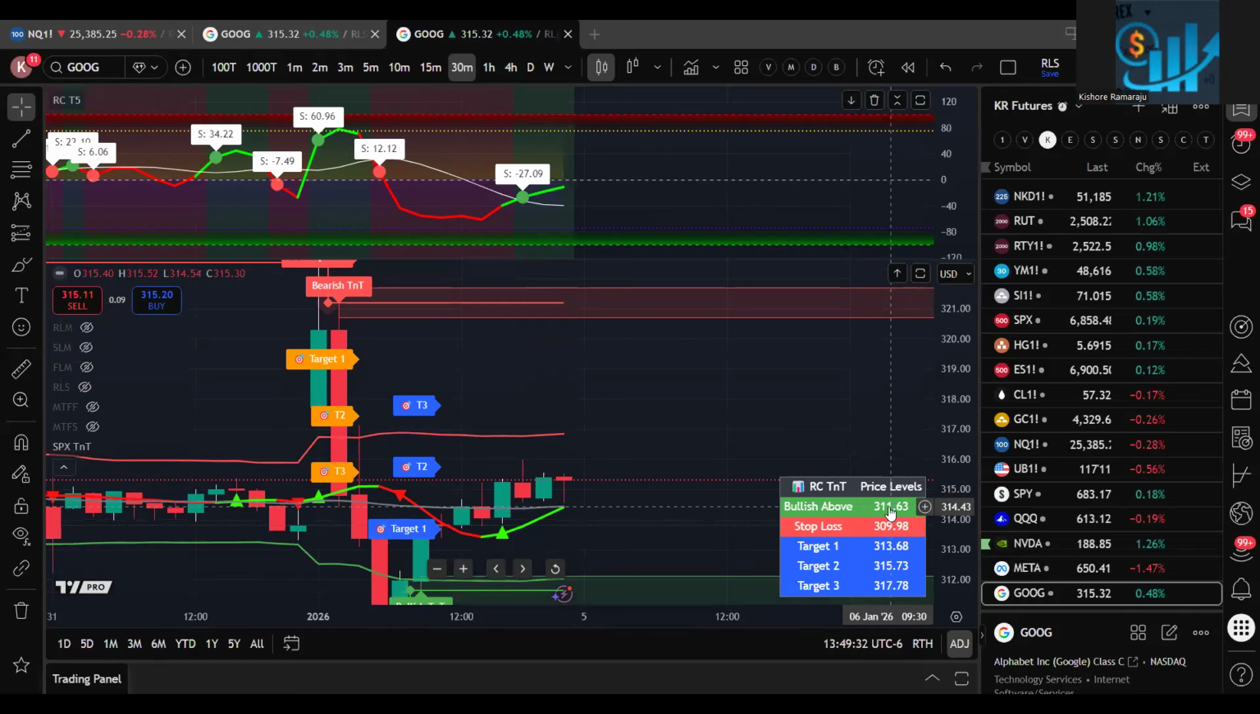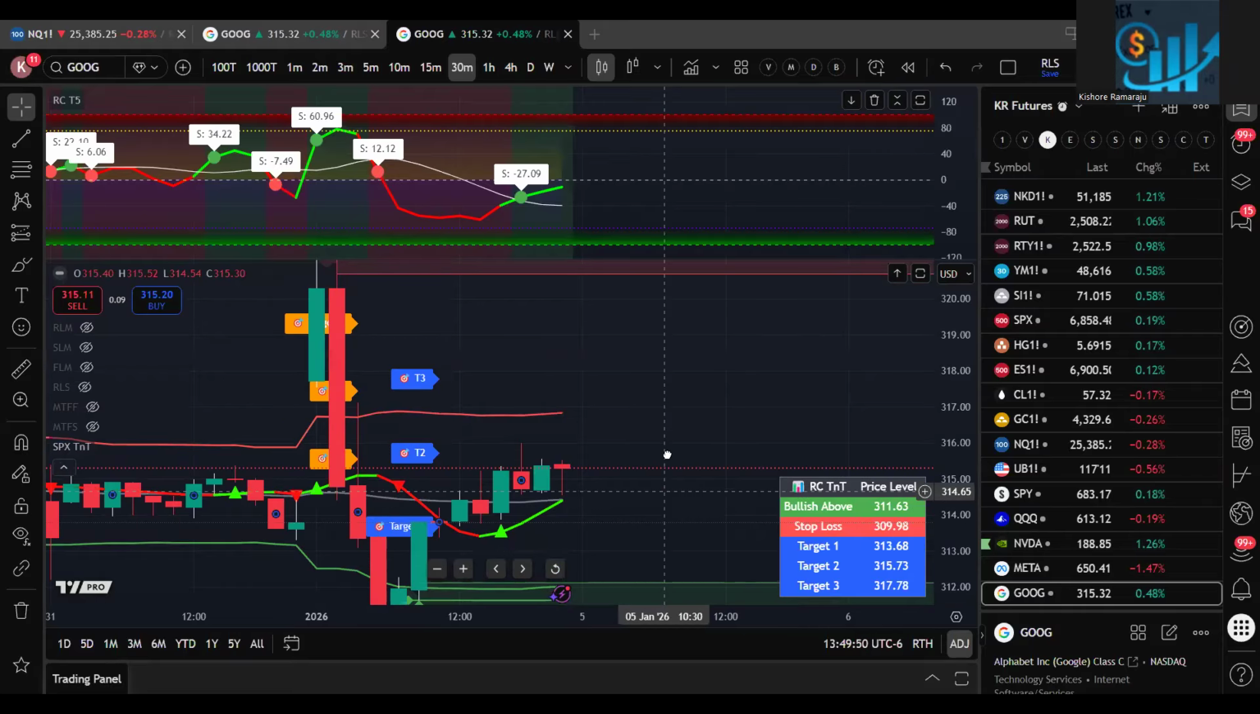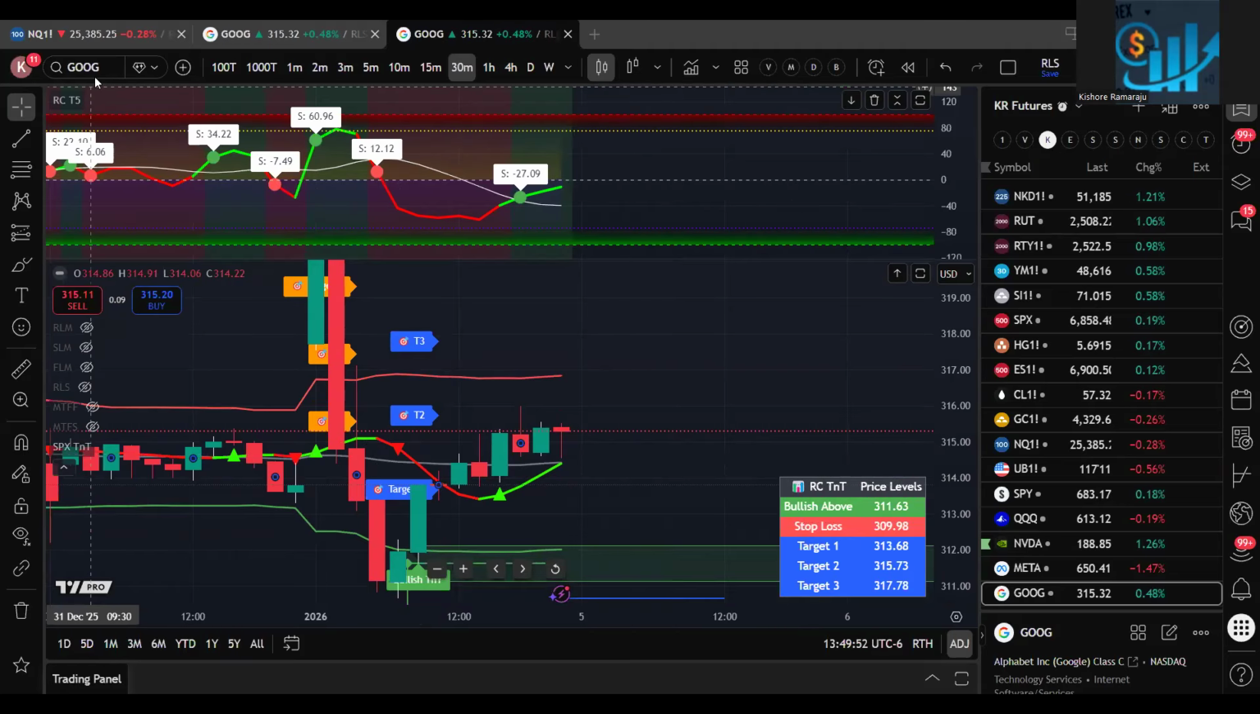So now you know where to put your stop loss and where you can book. You can buy 315 calls or you can buy 320 calls based on what you have. It is telling that if price is above 311, then 313, 315, 317 are your potential targets. You can buy the stock and hold it. So tomorrow we may see a nice bounce on these.